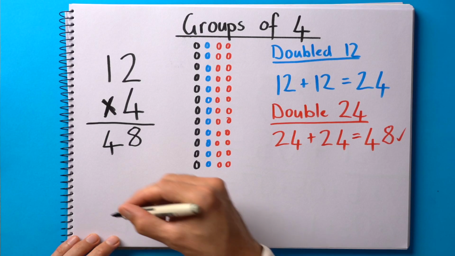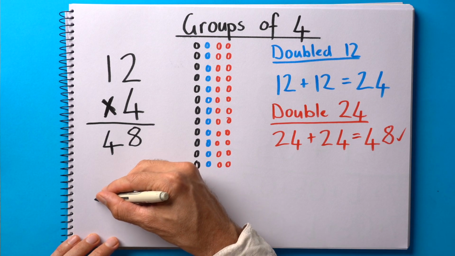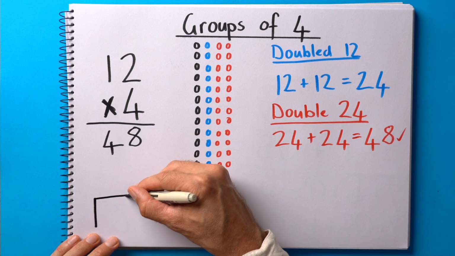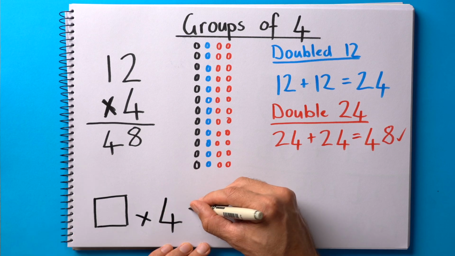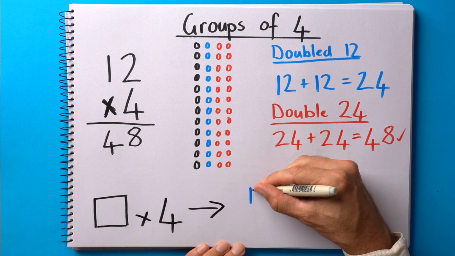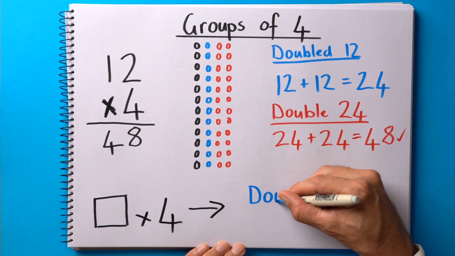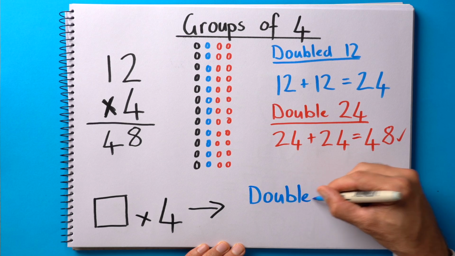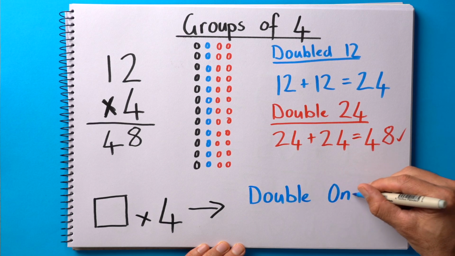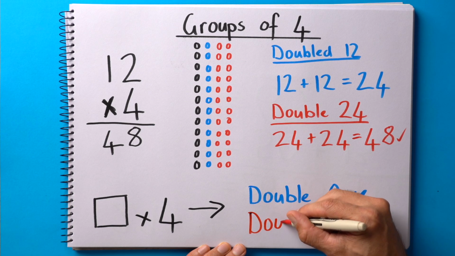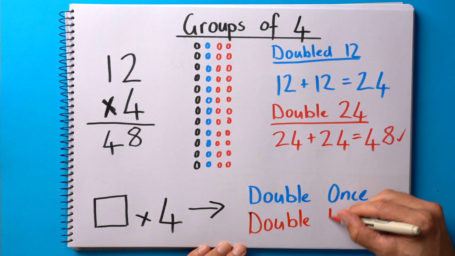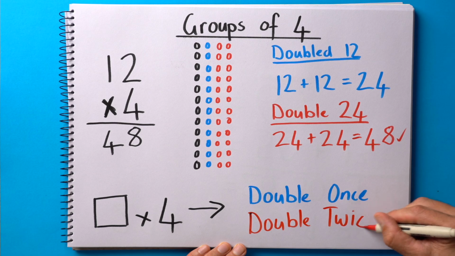This will work for any number of groups of 4. Our rule is any number times by 4, double once and double twice.